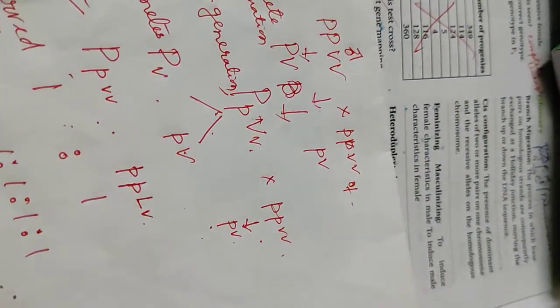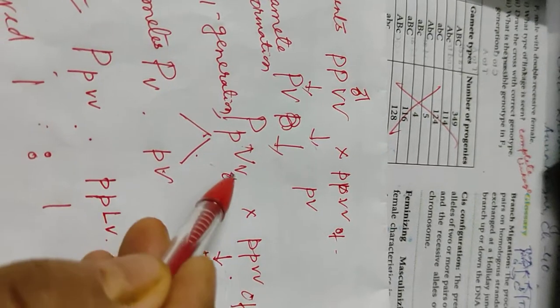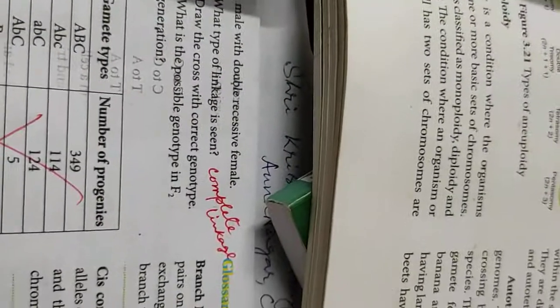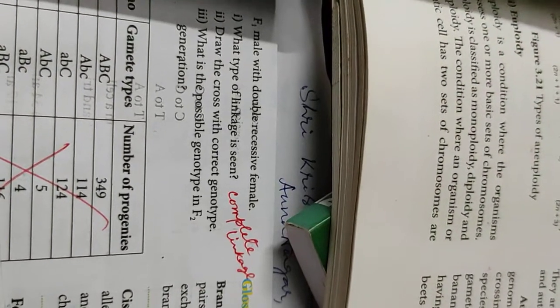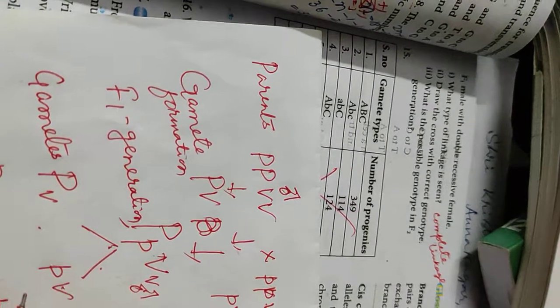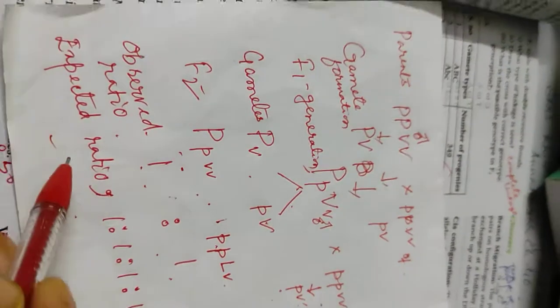Now the question is, now you cross the F1 male with double recessive female. That one also I have made. This is the female, this is the male. Now next one, what type of linkage it is? It is complete linkage. Draw the cross. So I have drawn the cross. And what is the possible genotype in F2 generation? F2 generation possible genotype. Expected observed ratio, it is 1:1.